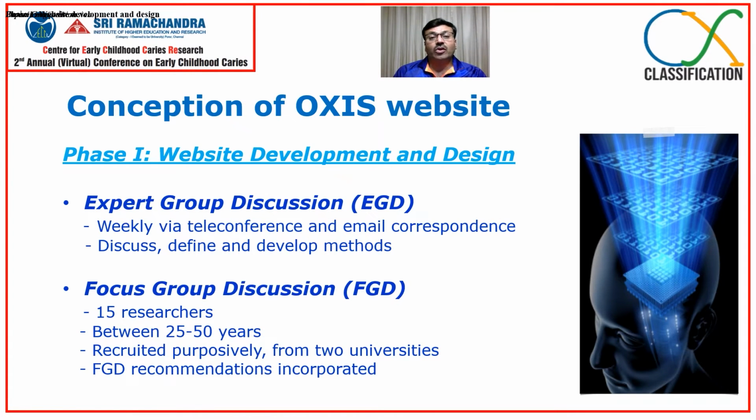So the OXIS website was conceptualized into two phases. Phase one concentrated on website development and design, which further consisted of expert and focus group discussion. EGD, that is expert group discussion, was conducted over 2 months, consisting of weekly working meetings between the 5 team members via teleconference and email correspondence, where the development process was discussed and defined. The second stage of the portal design consisted of focus group discussion with 15 researchers and colleagues who were unrelated and had no prior information about the website. They were recruited from the 2 involved universities, and their recommendations were incorporated into the website development.